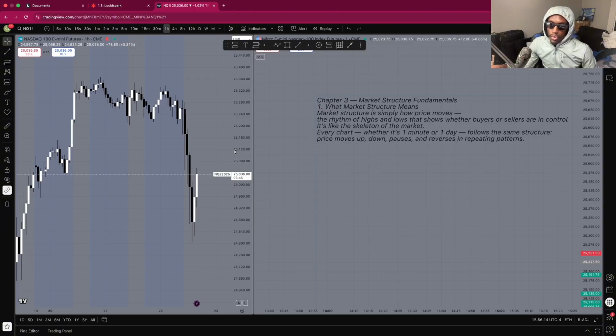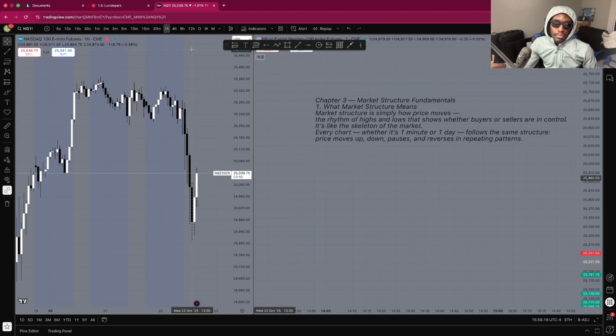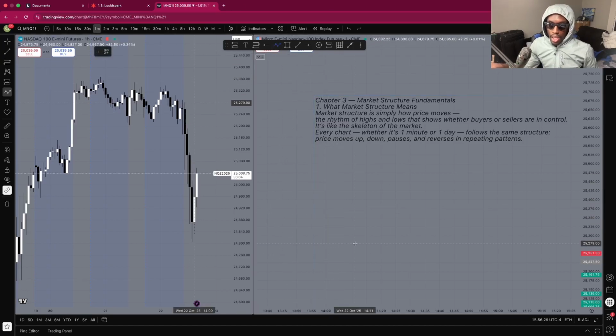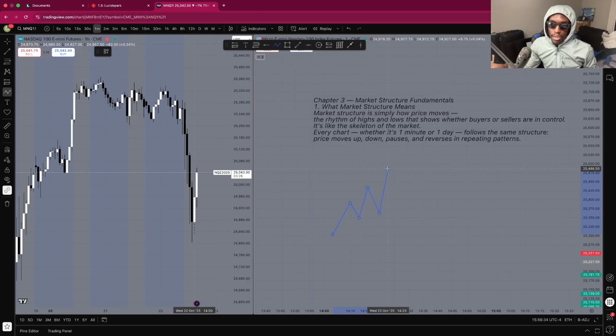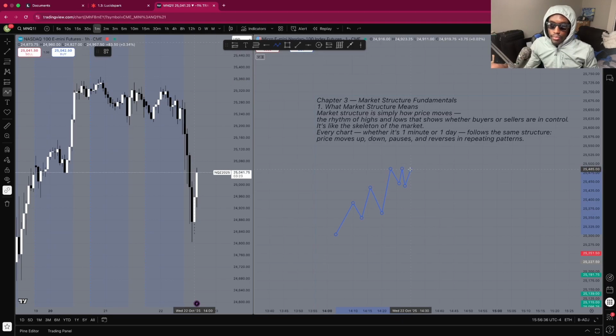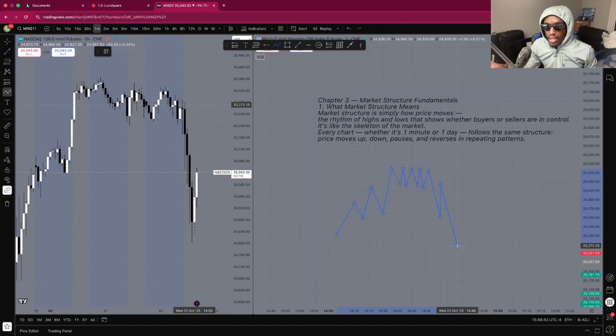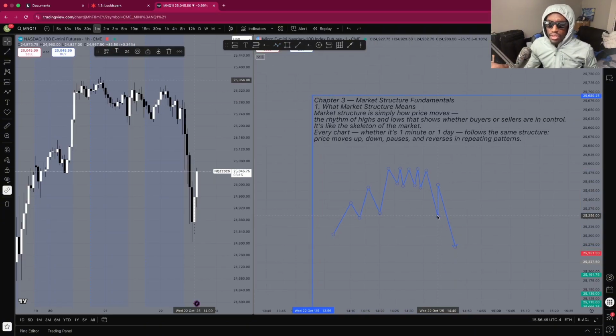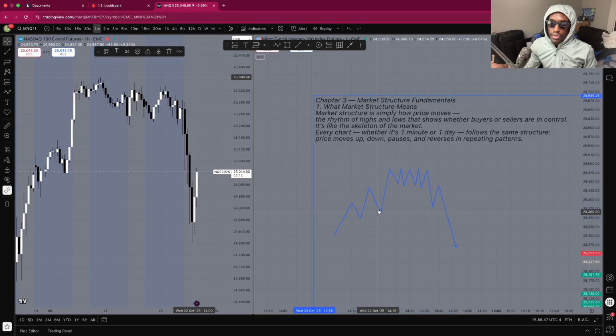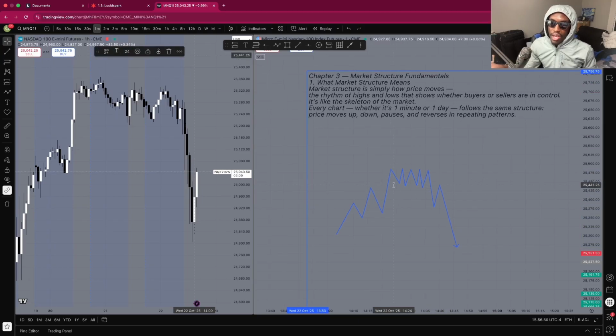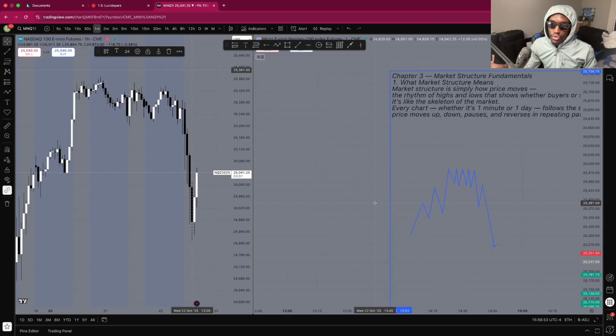So every single chart, whether it's the 1 minute chart or the daily chart, they follow the same structure. Price moves up, it moves down, it pauses, and then reverses, and does this in repeating patterns. So, for example, price could be in an uptrend like this, going up. It could pause at the top, and it could start consolidating. And then after it consolidated at the top, we can now break structure to the downside, and now we can start that downtrend, right? So it just constantly does this in different sequences all the time on different time frames, and that's just how the market moves. It moves in uptrends, consolidations, and downtrends.